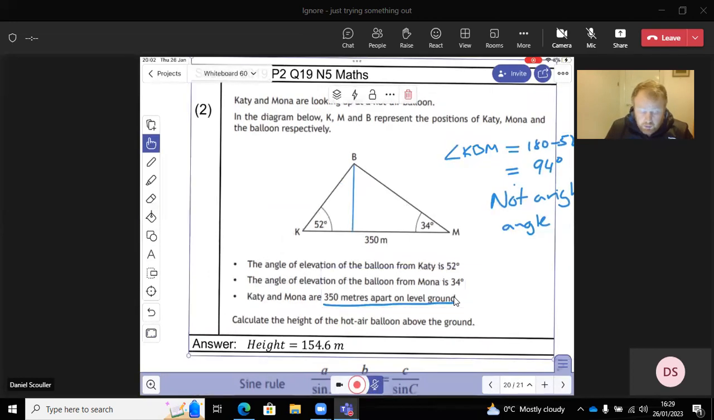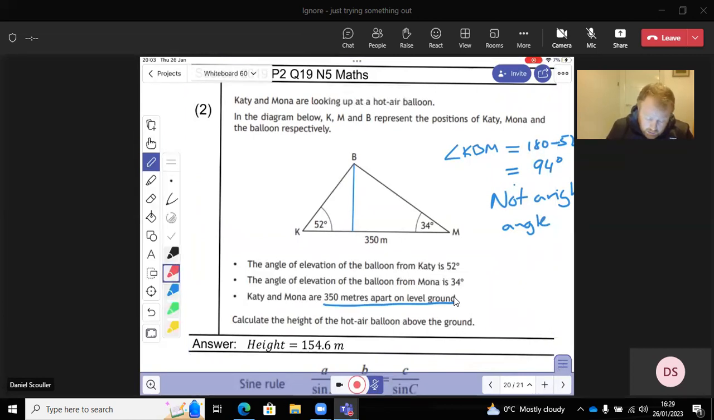So what's happening here is we're creating another triangle. From B, we're going straight down. Now B straight down to the ground level is the height of that balloon. That's H, the height. Now by doing a line straight down like that, I have now created a right angle.